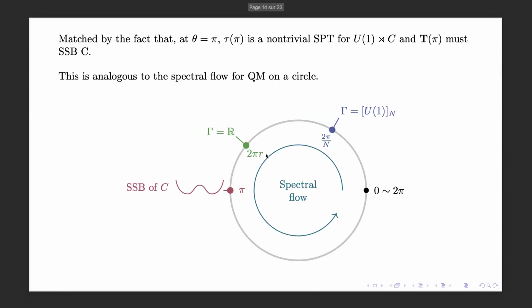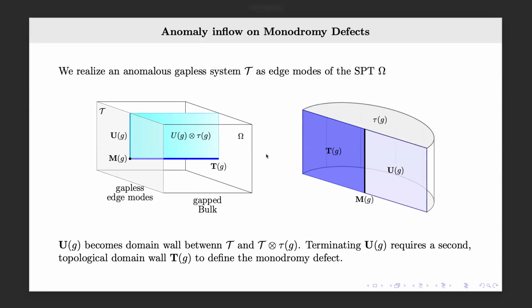Okay, so let's get to the second part of the talk, if there are no questions. You can now think of using this in the other direction. I told you the first direction was to use the monodromy defect to probe the bulk symmetry, but you can also do it the other way around. You can try now to use the bulk anomaly to understand the physics on the monodromy defect. The way you do it is just realizing the gapless system as the boundary modes of the bulk symmetry. Maybe I will draw this picture again here on the blackboard.